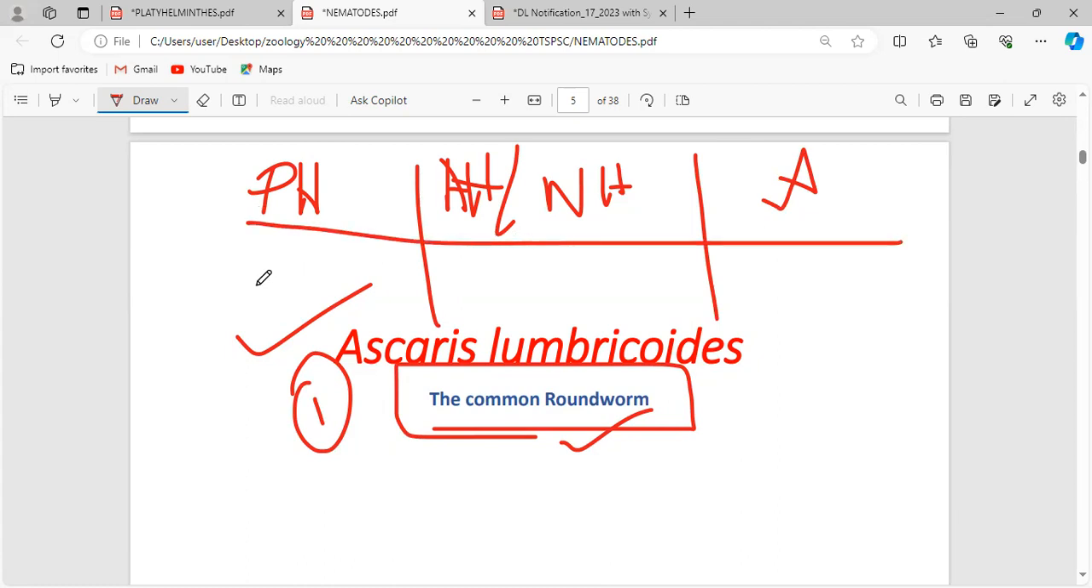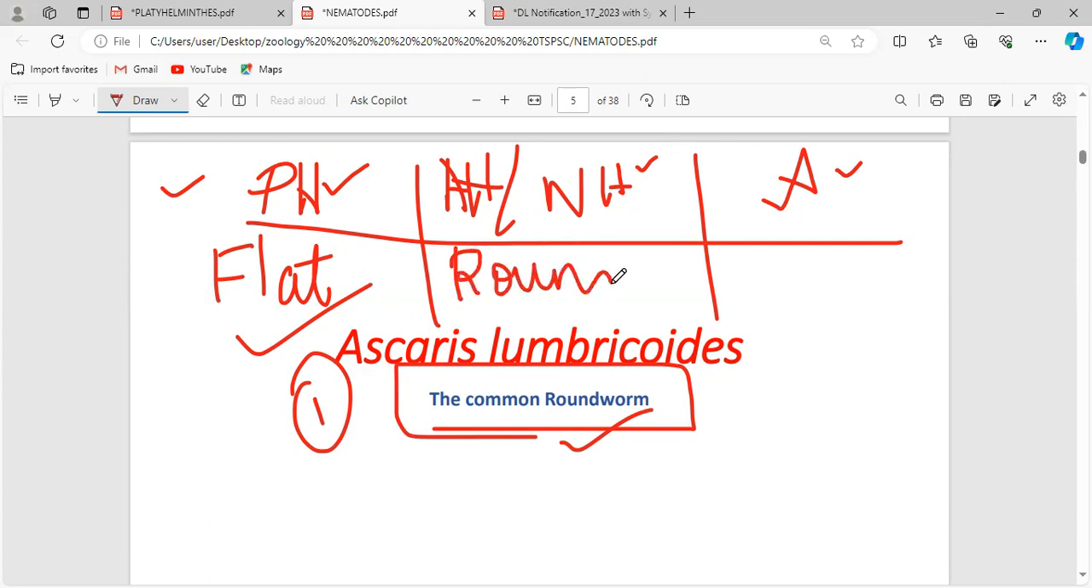Okay. See, Platyhelminthes, Nemathelminthes or Aschelminthes, and Annelids, everything is said to be worms. Platyhelminthes are also called what? Flatworms. And Nemathelminthes are called what? Roundworms. And Annelids are called what? Segmented worms.